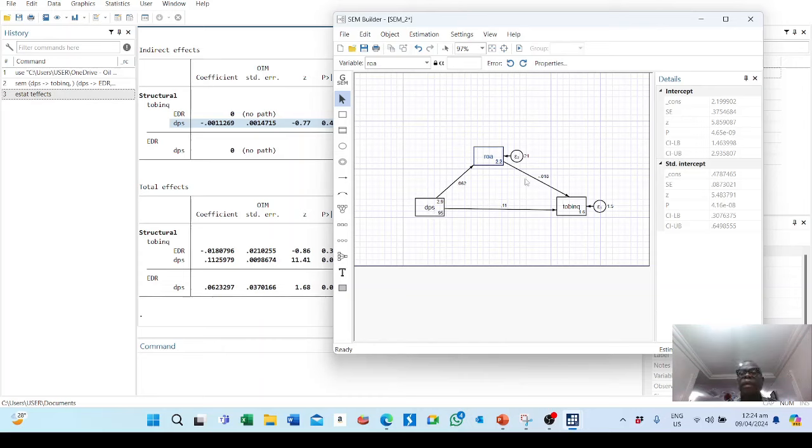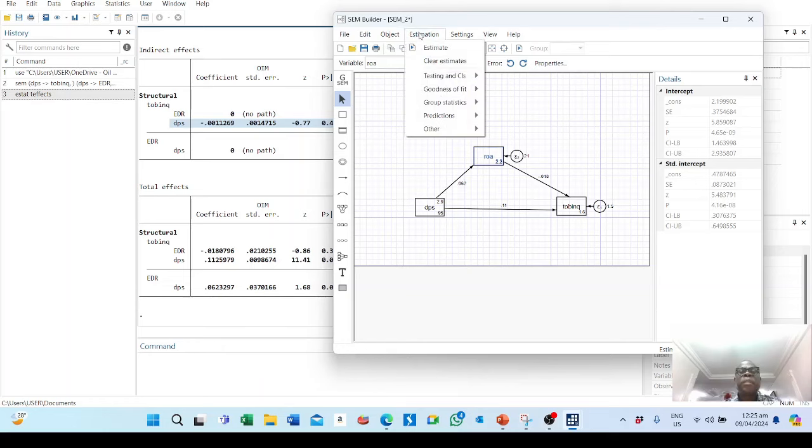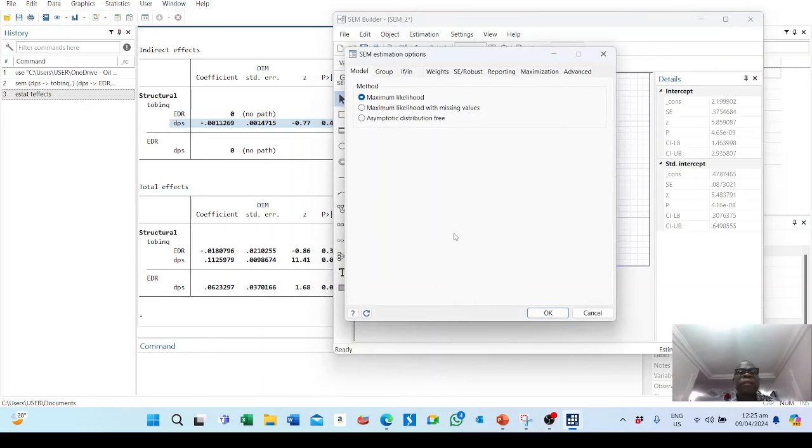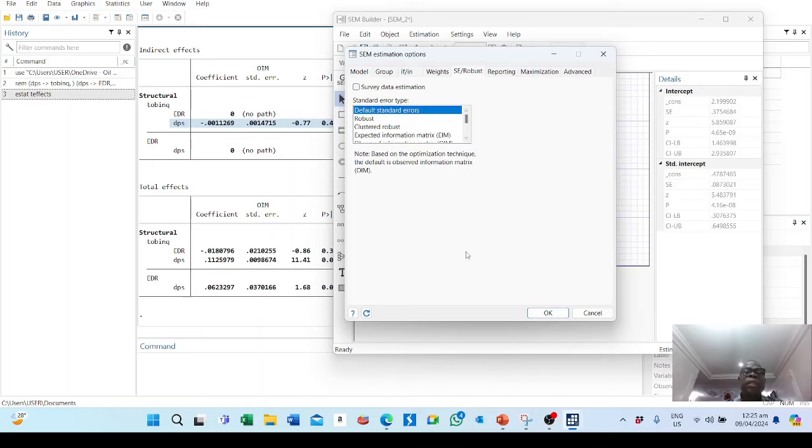So the hypothesis is that ROA has a mediating effect on the relationship between dividend per share and Tobin's Q. So we'll estimate the regression now. Go to estimate. We'll use the default values, maximum likelihood, and standard error. So I click on OK.